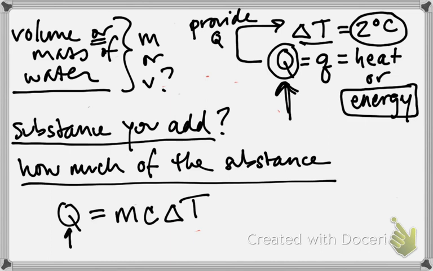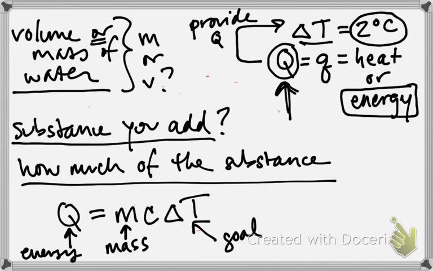So now we know that Q is how much energy is involved in this process, and you can either add energy or you can take energy away. So we're going to play around with Q, being how much energy you are providing or taking away from your system. We're going to be looking at mass. We seem to have an indication that mass has something to do with this. This change in temperature, this is our goal, right? So this is the goal we're trying to accomplish. We're trying to change the temperature of the system. This is the energy we're going to put into it to accomplish that goal.